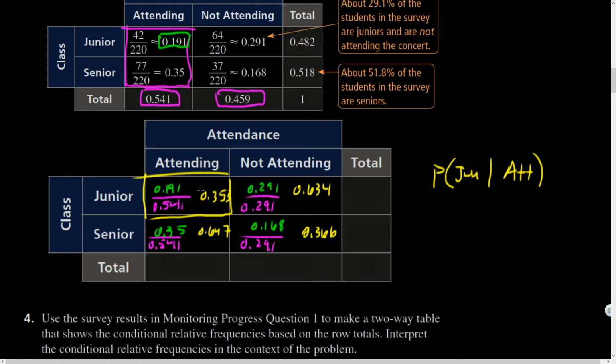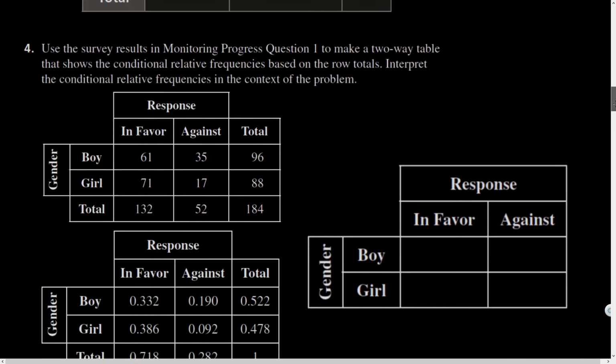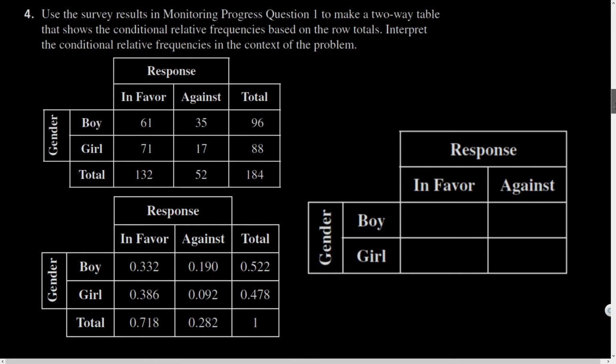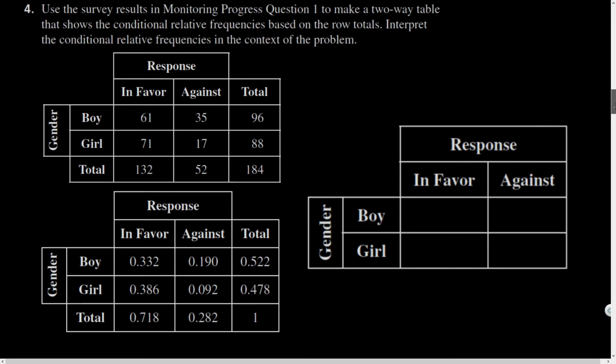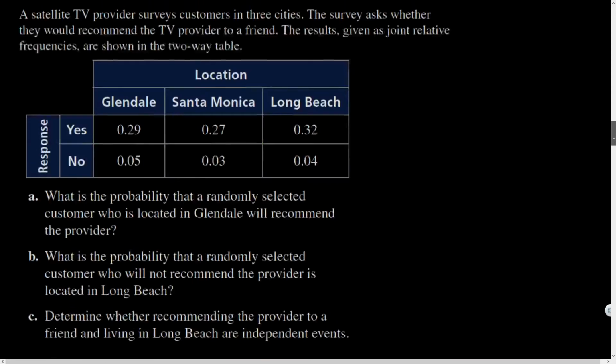And so this would be valuable for someone that was at the event, and then we're trying to figure out what percent of that population were juniors? 35% of those who were attending were juniors, and 64 were seniors. And so that's the way that that would work. So these are conditional relative frequencies. I think we might be all set with just those ones.